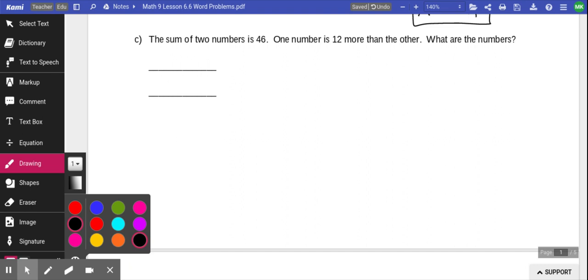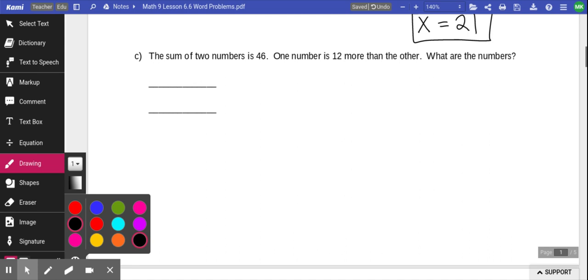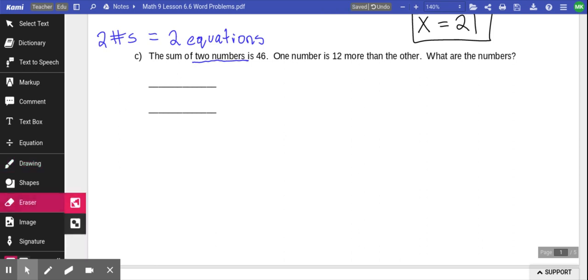Wonderful. C is a little bit trickier because we're going to actually get two numbers. So if you read the question, it says the sum of two numbers is 46. One number is 12 more than the other. What are the numbers? Okay, in a question where you have two numbers that you don't know, two numbers means we must have two equations. Typically, the first sentence will create the first equation, the second sentence will create the second equation. If there was three numbers, we would need three equations, four numbers, four equations, and so on and so forth.